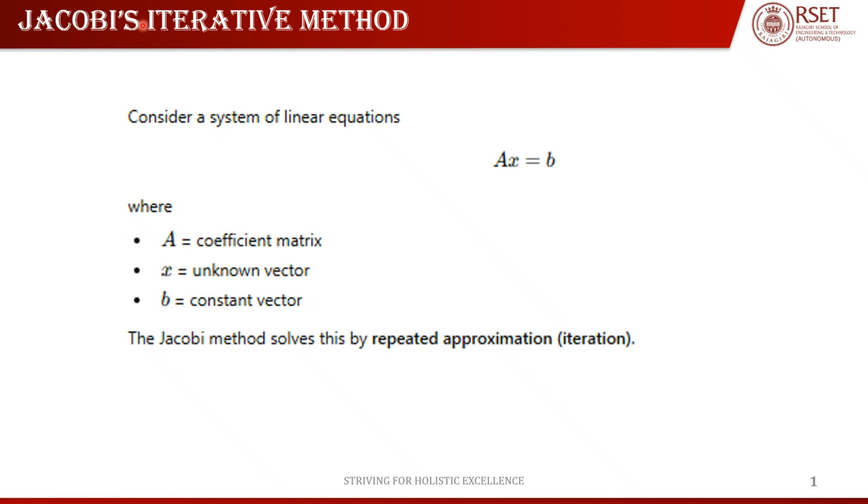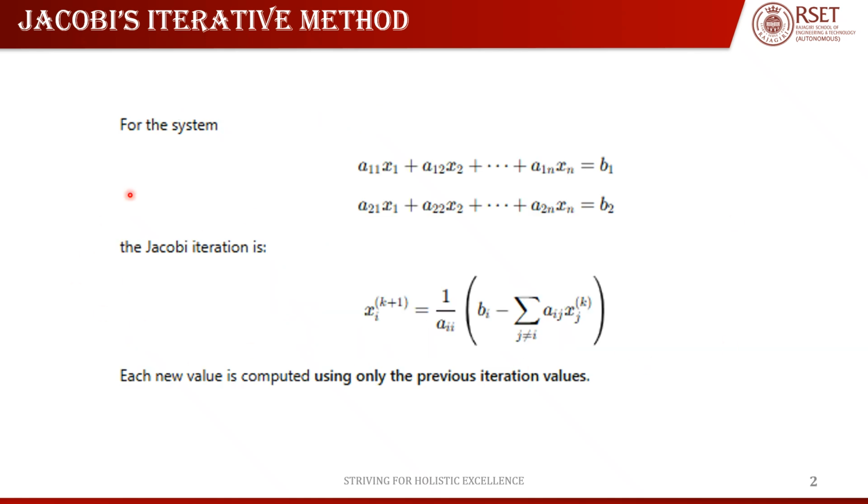So today we'll be dealing with Jacobi's iterative method, and in this method we'll be given a system of linear equations Ax = b, where A is a coefficient matrix, x is the unknown vector and b is the constant vector. In this Jacobi's method we solve for the values of x by repeated approximation. So we'll just see what the procedure for that is.